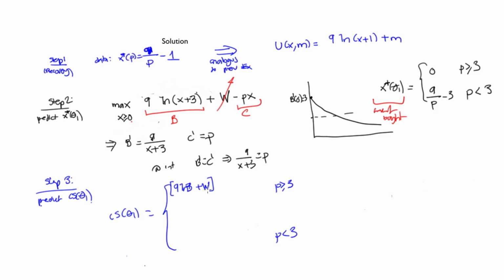And what is the utility of no trade for this subject? The utility of no trade, which I'm going to write in this term, is going to be basically get no X. That is the utility of the status quo, where he just consumed his wealth, and no X. So that is going to be 9 times the logarithm of 1 plus W. Notice that these two cancel. So this is basically equal to 9 logarithm of 3.